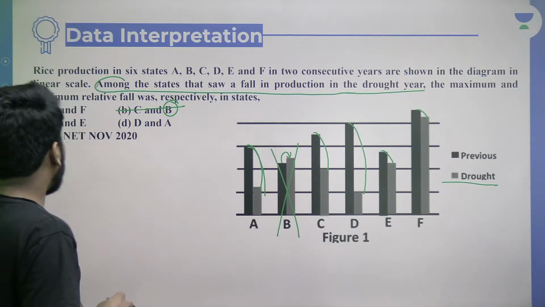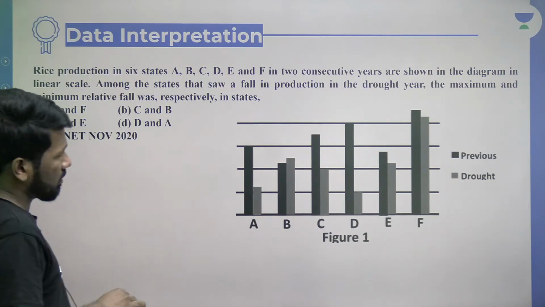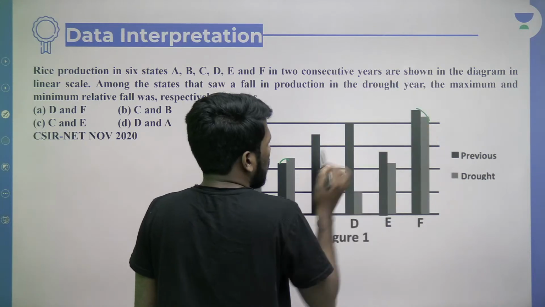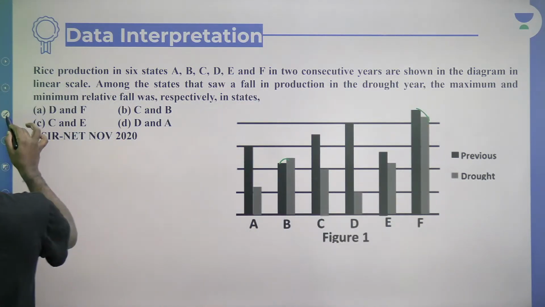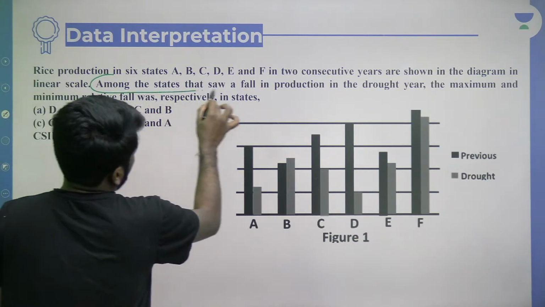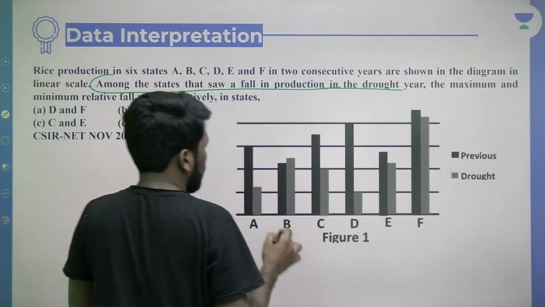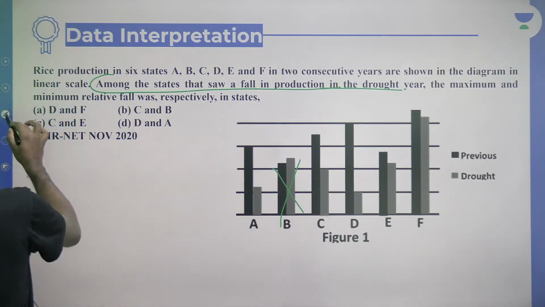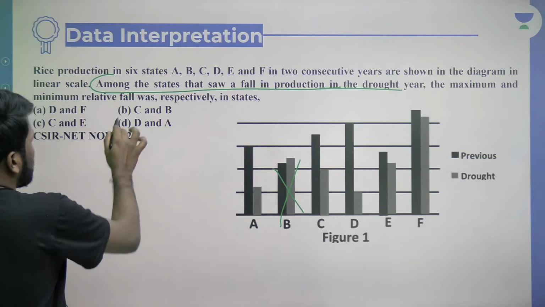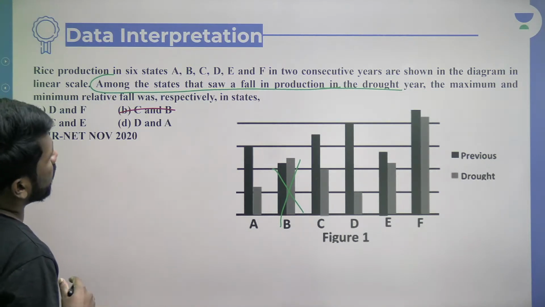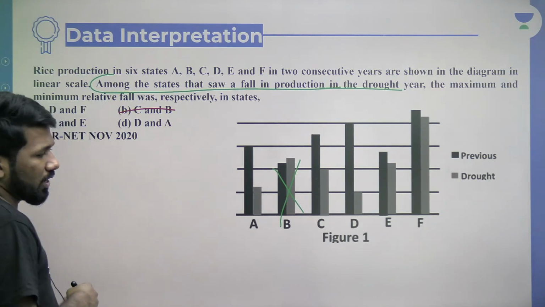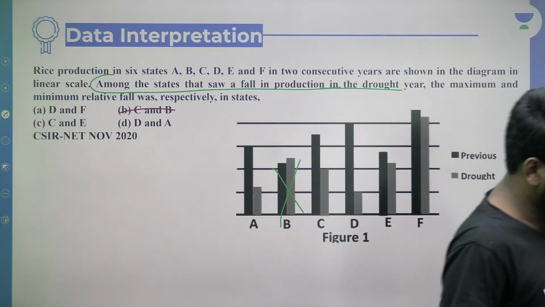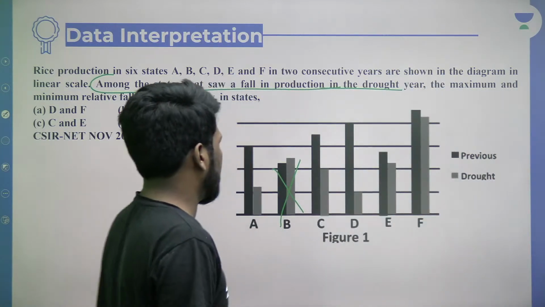Did you all understand that? That is how you can save time. Because if B is also there, there is a confusion whether this is smaller or this is smaller. That confusion will be avoided if you read the question properly: among the states that saw a fall in the drought year, B is not such a state because it saw a rise. That is why option B is eliminated. Now, maximum fall and minimum fall. Here, don't calculate the value. The question is not to calculate the value. It is just to observe the figure and say.